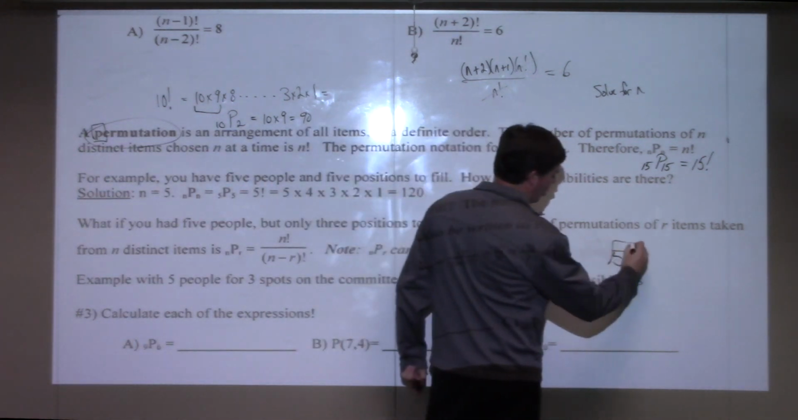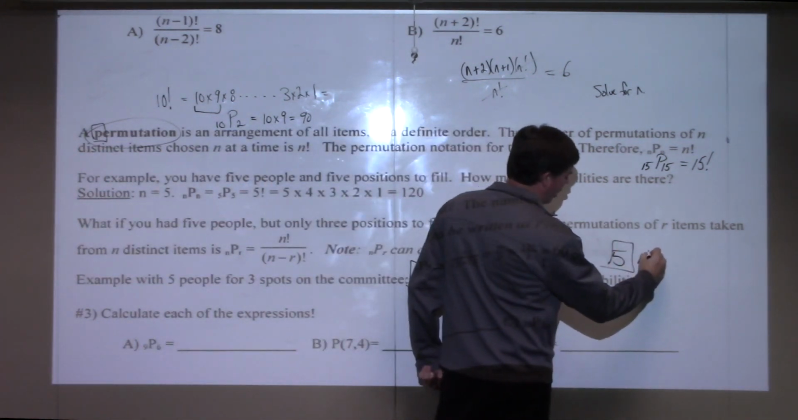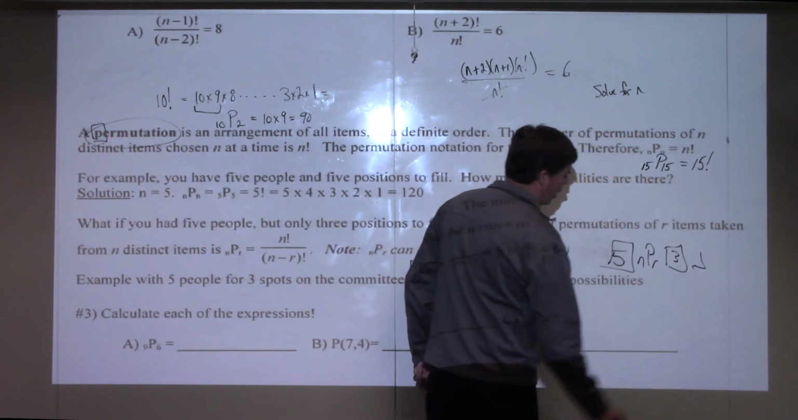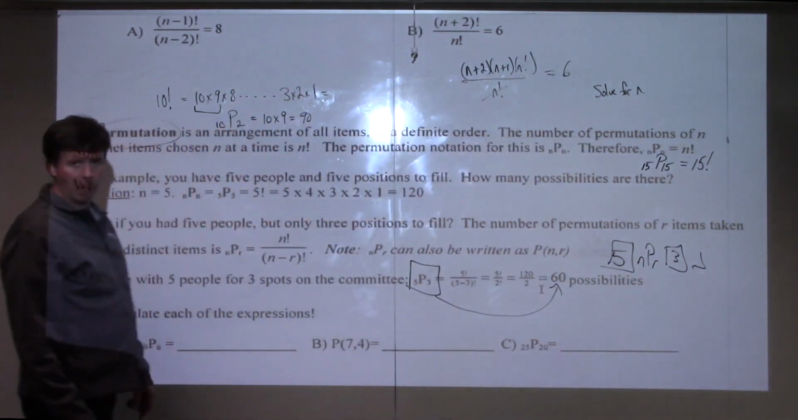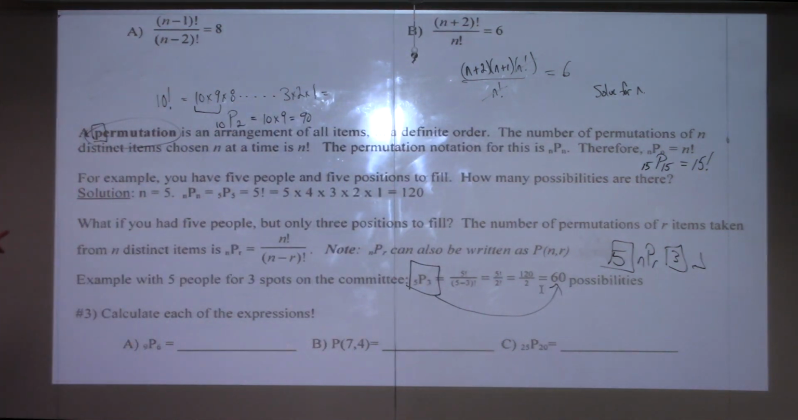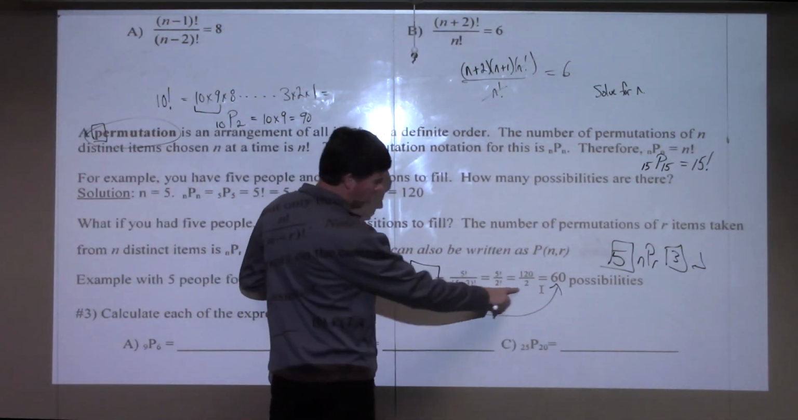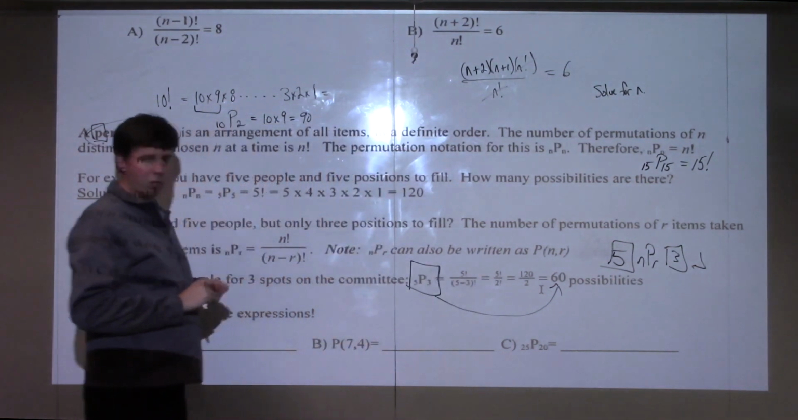What do you do on your calculator? Hit the 5 button, hit your nPr button, hit the 3, and then hit enter, and it will give you 60. So it's worth taking time to just get your calculator figured out for the factorials and for the nPr. Are you responsible for doing questions this way? No, but you are responsible for understanding it.